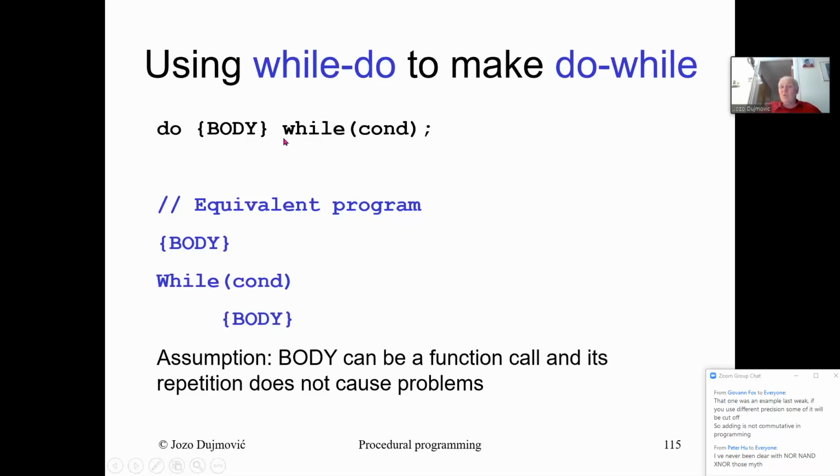How to do that? Well, if you have do body while condition, first you execute body, and while condition is satisfied, you repeat body again. So this is equivalent, but body is repeated twice. You assume, of course, that this is a function that is called twice. If body has 2000 lines of code, you have that as a single function, and then you call it twice. So you don't repeat this body twice. But this gives you logically the same behavior as do body while condition.